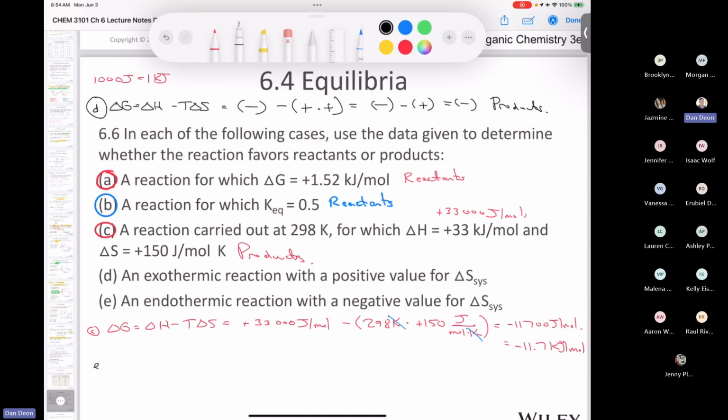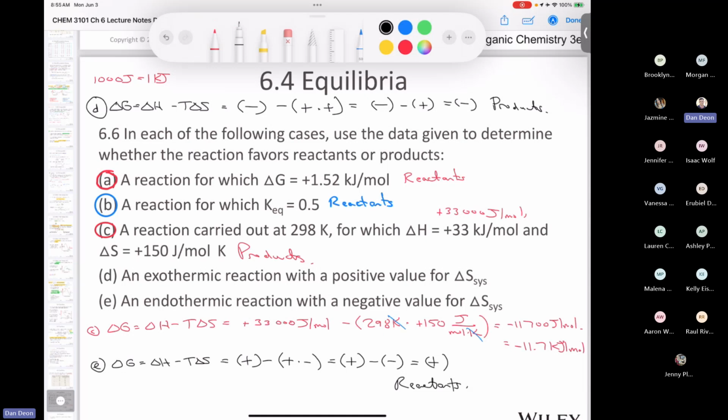So E, I'll do it down here on the bottom. It says endothermic reaction with negative value of delta S. So delta G is equal to delta H minus T delta S. Endothermic means we have a positive delta H. T is always positive. Then a negative value here. So negative times a positive gives me a negative. If I take a positive and I subtract a negative, I always get a positive number. And so it's going to favor the reactants. And there you have it, my friends.